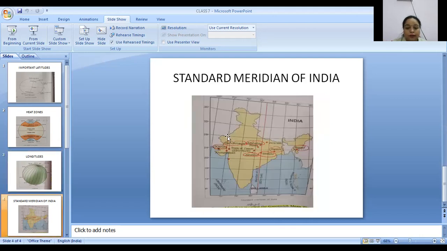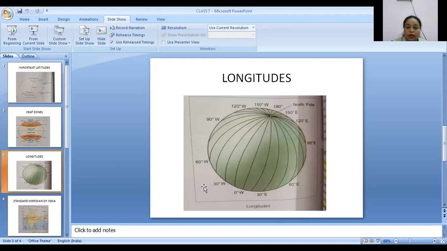So what happens when we move from the equator? The distance between the two meridians decreases. Can you see this? The distance between the two meridians decreases, and they meet at a point. They meet at the poles.